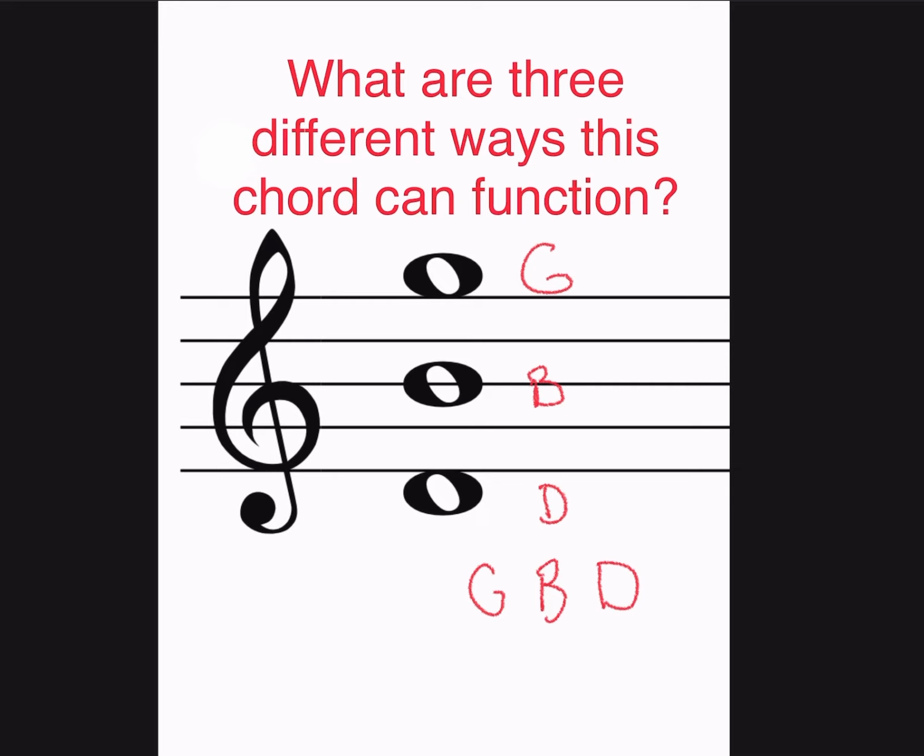The next step is to look at the intervals between the notes. G up to B is a major third. It is 4 half steps, so I'll put big M3. And then B up to D is a minor third. It's 3 half steps, so I'll put little m3.